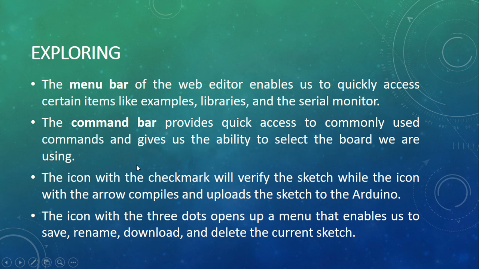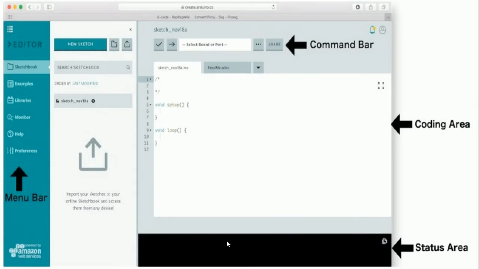And then the icon with the check mark, as you can remember, is the verify command button, which will verify the sketch, while the icon with the arrow compiles and uploads the sketch to the Arduino. So that is the upload icon or button. And then the icon with three dots opens up a menu that enables us to save, rename, download, and delete the current sketch.